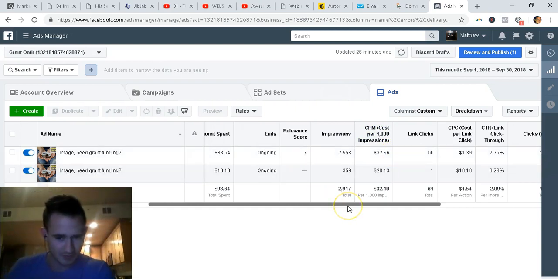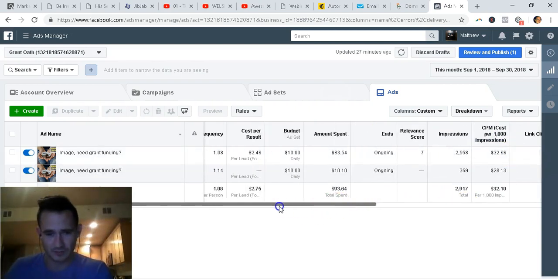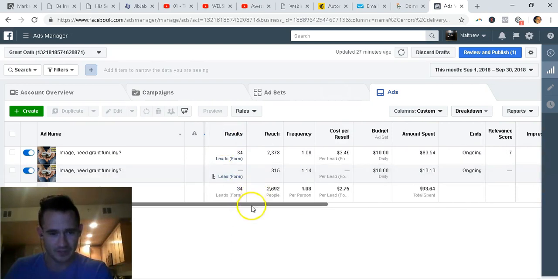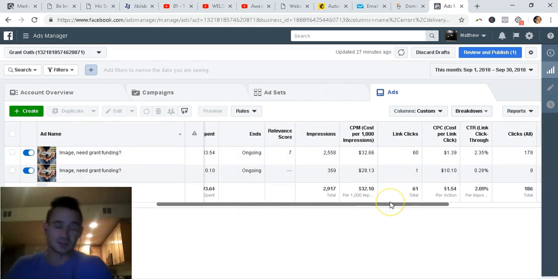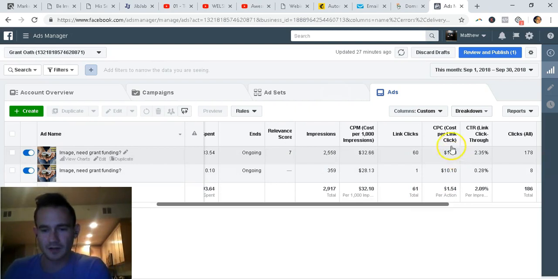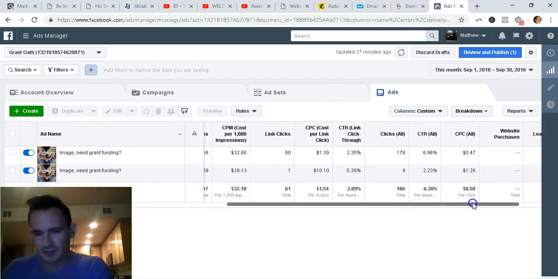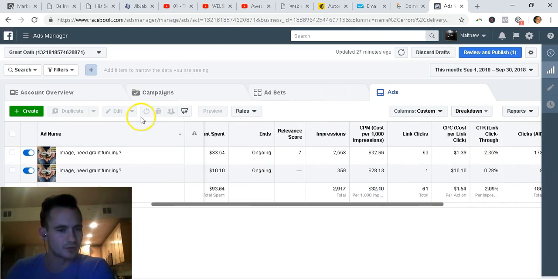Our conversion rate is phenomenal. We're still up, so we have 34 leads, 60 link clicks, so we're above a 50% conversion rate on all of our leads. Pretty good. Our link click cost, I don't think that's changed much. Click-through rate overall has gone down a little bit.